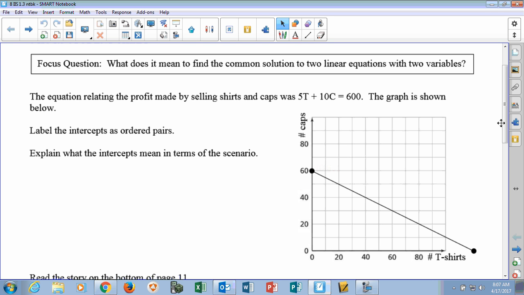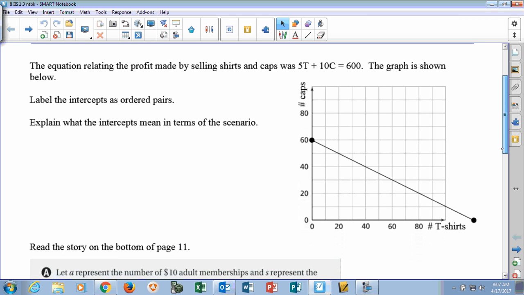All right, so the graph is shown here. So 0, 60 was one point. Anyone remember what this point was? The x-intercept? We knew the y-intercept was at 0, 60, right? Because that means when I make this 0, you had to sell 60 caps to make $600, right? What about the t-shirts? Anyone remember how many t-shirts we had to sell to make $600 profit? What's 5 into 600? 120. So this point way out here is 120, 0.